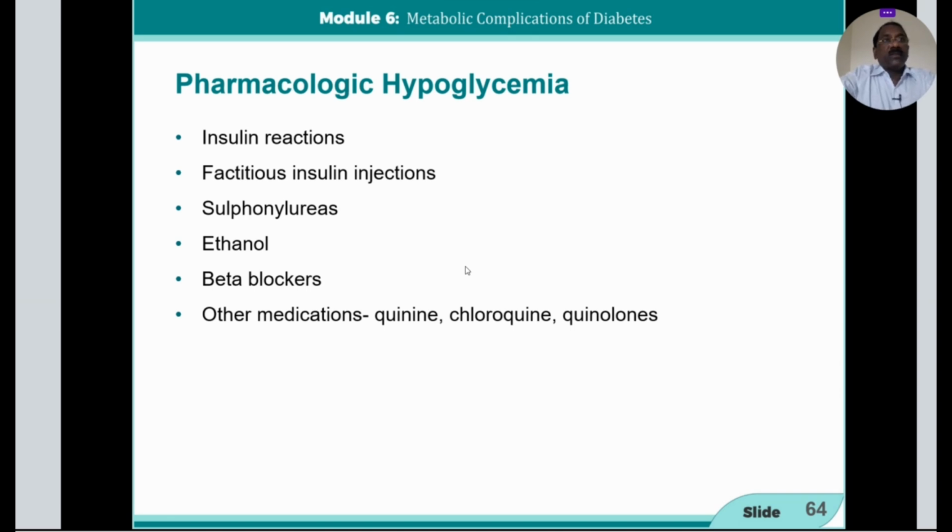Beta blockers. So beta blockers also cause hypoglycemia. Other medications, quinine, chloroquine. So usually in anti-malarial therapy, they cause hypoglycemia. The quinolones, there ciprofloxacin, ofloxacin, gatifloxacin, so they also cause hypoglycemia.